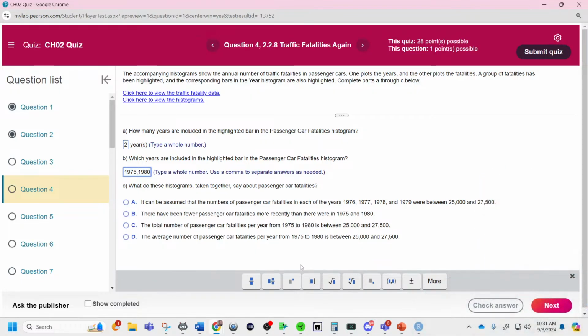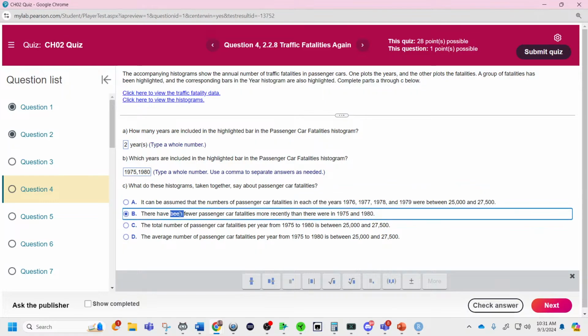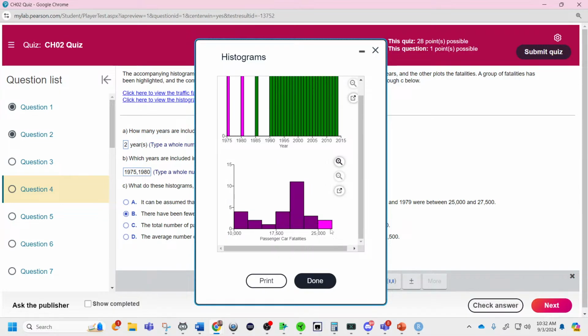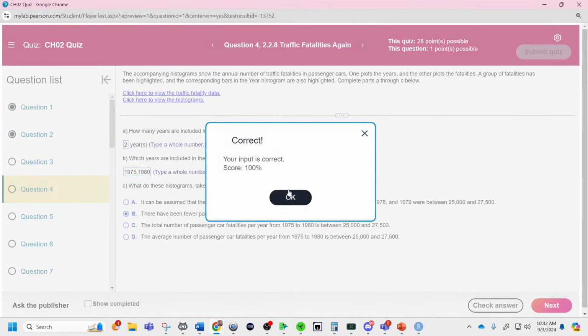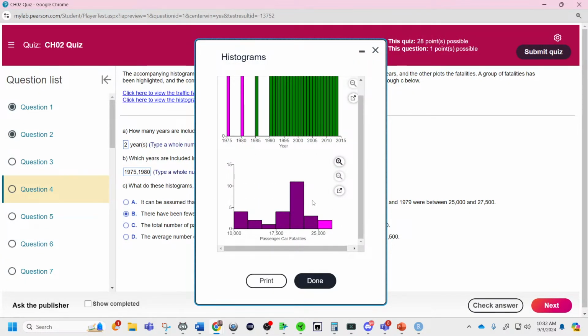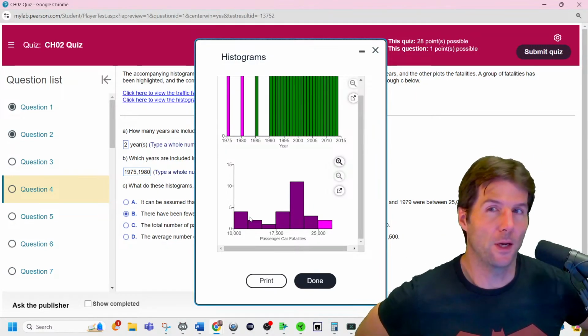What do these histograms taken together say about car fatalities? Got to read now. It can be assumed that the average... We can't assume what they were for years in between. That's extrapolation, which we haven't even mentioned yet. Don't do it, though. There have been fewer car fatalities more recently. Yes, think about that. Because this is 1975 and 1980, and this is all other data. So I'm pretty sure that's it. Those were the highest years, 1975 and 1980, and then all of the other years. Does that make sense? Little tricky question, but we got it.